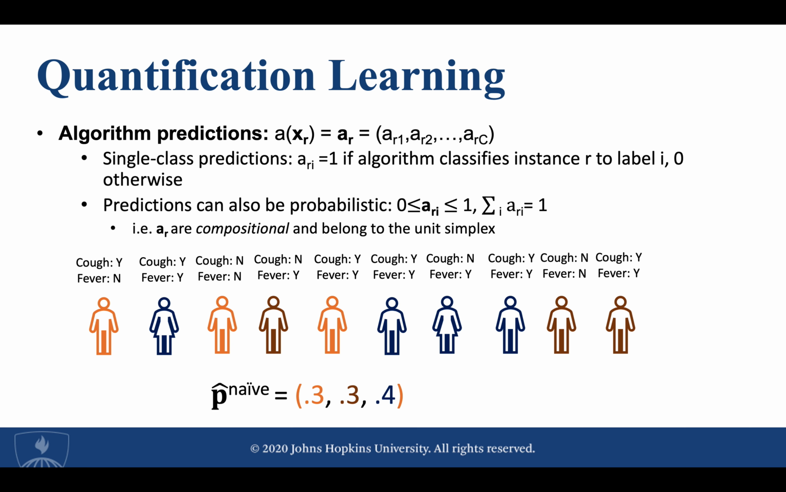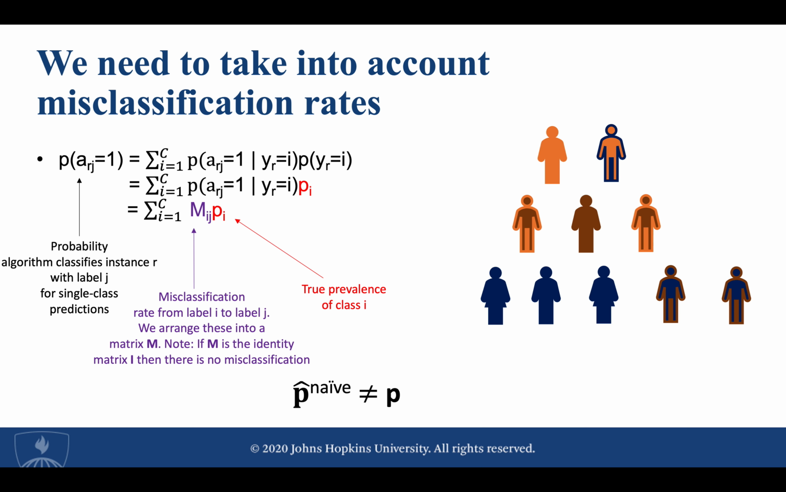A naive approach would be to simply use the empirical average of the predicted classes to estimate the population distribution. In this toy example, I've represented the algorithm single class predictions using the outline color, and we see that our naive estimate of the distribution p is 30%, 30%, and 40%. However, the naive estimate is typically not a good estimator because algorithms are not perfect and will misclassify instances. Returning to our toy example, we see that there are a number of individuals for whom the outline or predicted class is not equal to the filled-in or true class.